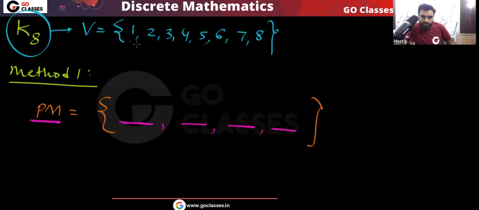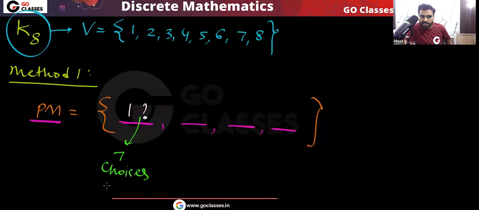You can see a perfect matching will cover all the vertices. So this vertex 1 should be covered. For this vertex 1, I need a partner, meaning I need an edge which will cover vertex 1. I need to choose one of the edges incident on 1. So for 1, how many partners? For this partner, how many choices are there? 7 choices.